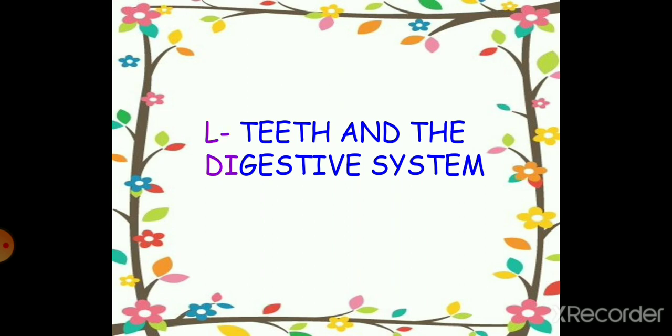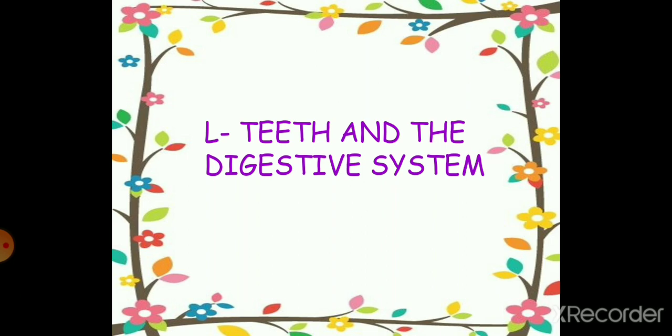Children, we are doing the lesson Teeth and the Digestive System. In this lesson, so far, we have learned about the two sets of teeth in humans, that is the temporary teeth and the permanent teeth. Then we learned about different types of teeth in the set of permanent teeth: incisors, canines, premolars and molars. We also learnt about those teeth in detail, how many of them are present in the permanent set and what their function is.